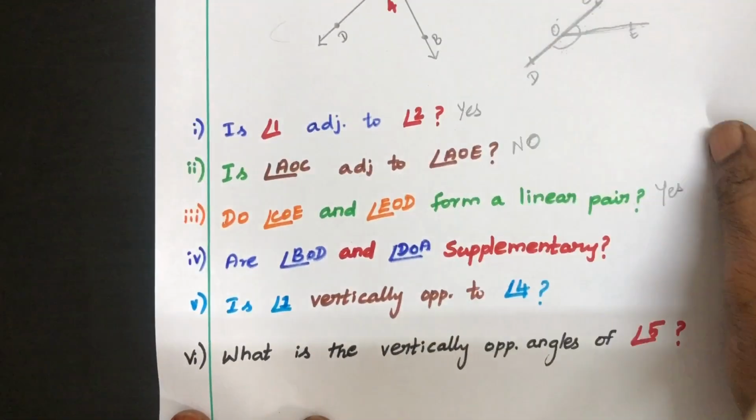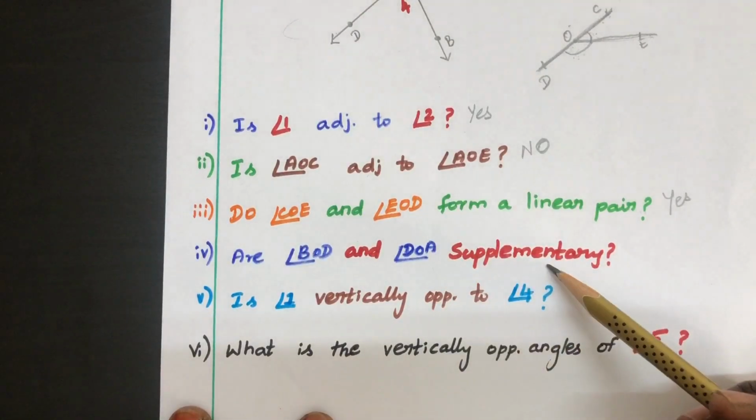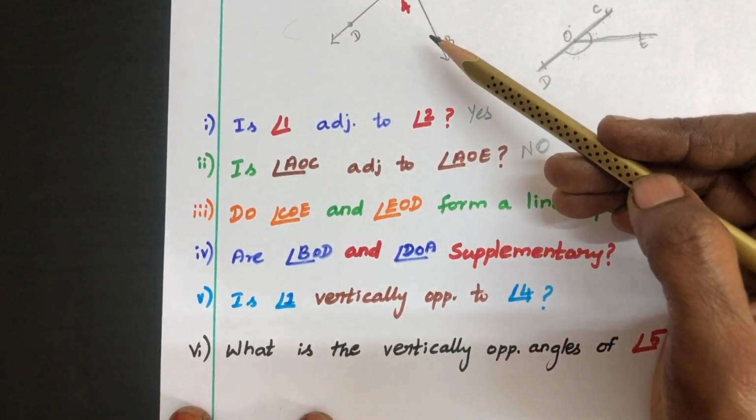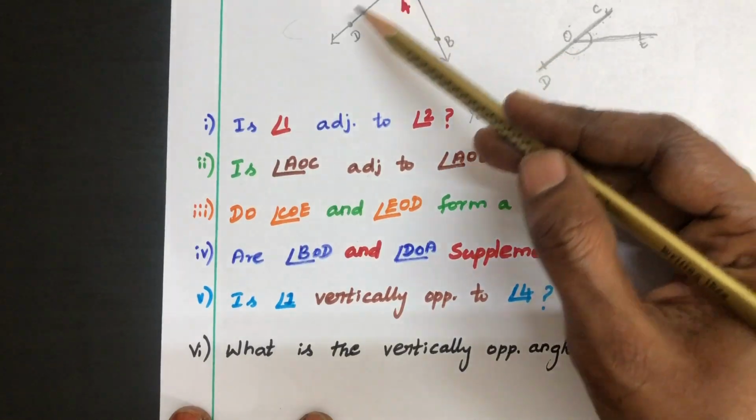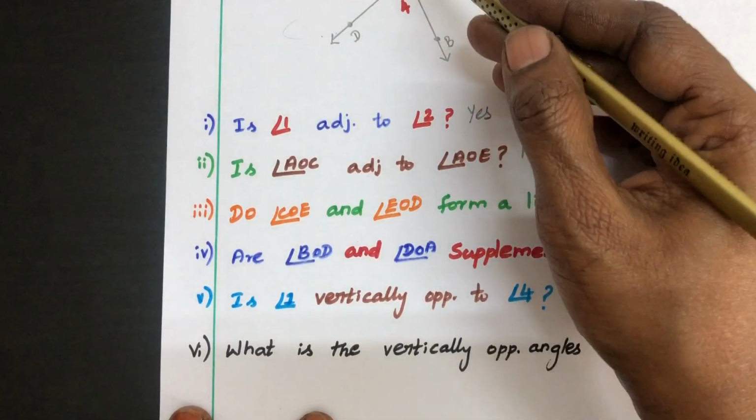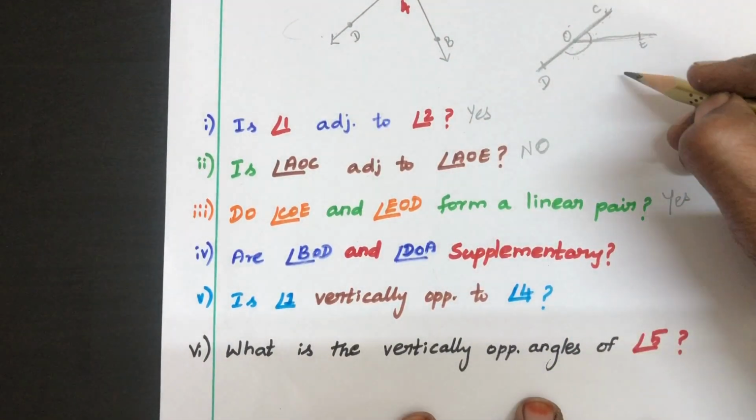Next, are BOD and DOA supplementary? Where is BOD? BOD, DOA are supplementary. We will draw like this.